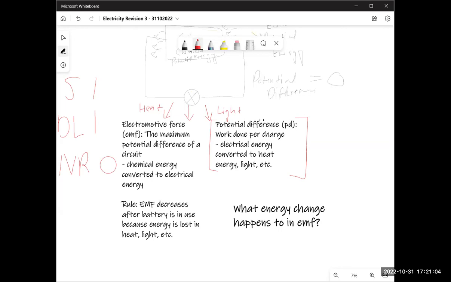Next question. This question is for Najla and Rana. What is potential difference?